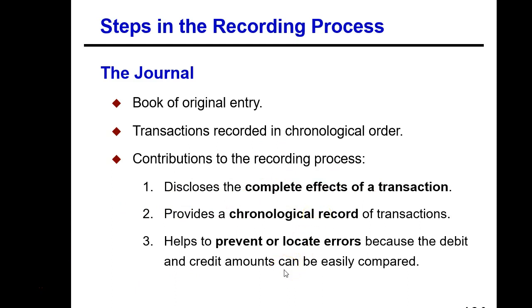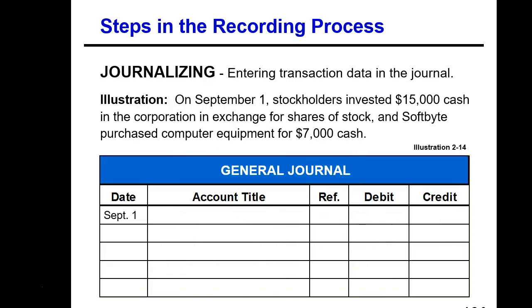Now, the journal should help to prevent errors from taking place. Remember, we talked about the rules of debits and credits, that they must do what? They must balance. So for every journal entry, the total amount debited must equal the total amount credited. Let's learn how to use this form known as the general journal to record our business transactions.